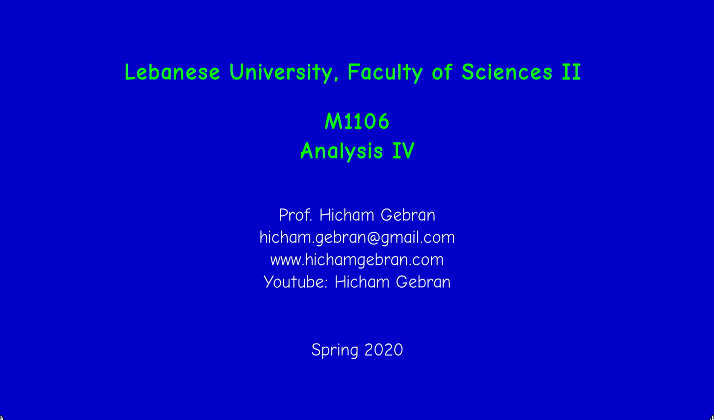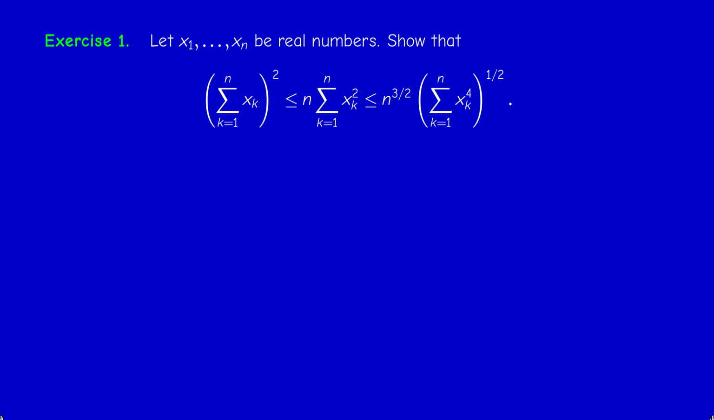In this video, we are going to solve the first 6 exercises of chapter 1. So let us start with exercise 1. We have n real numbers and we have to show a double inequality. Okay, so let us first prove the first one.